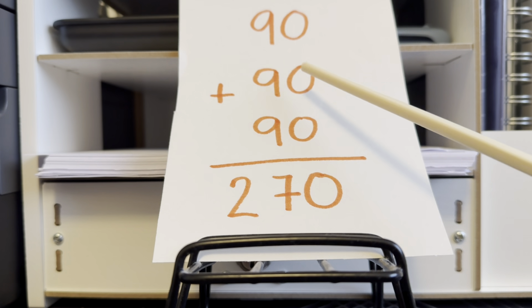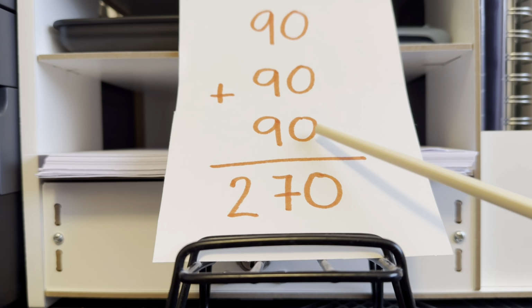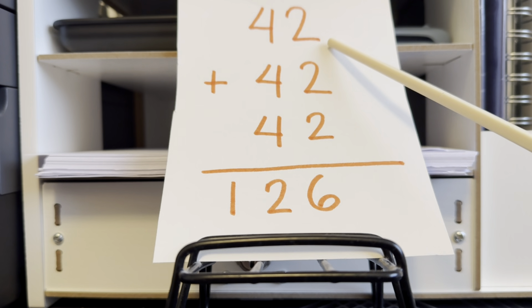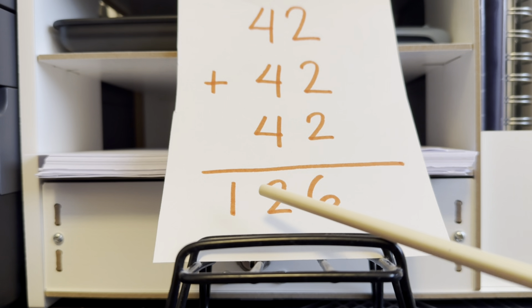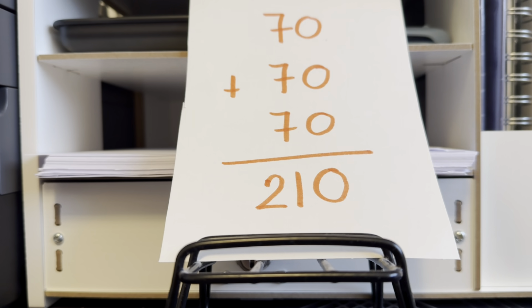90 plus 90 plus 90 is equal to 270. 42 plus 42 plus 42 is equal to 126.